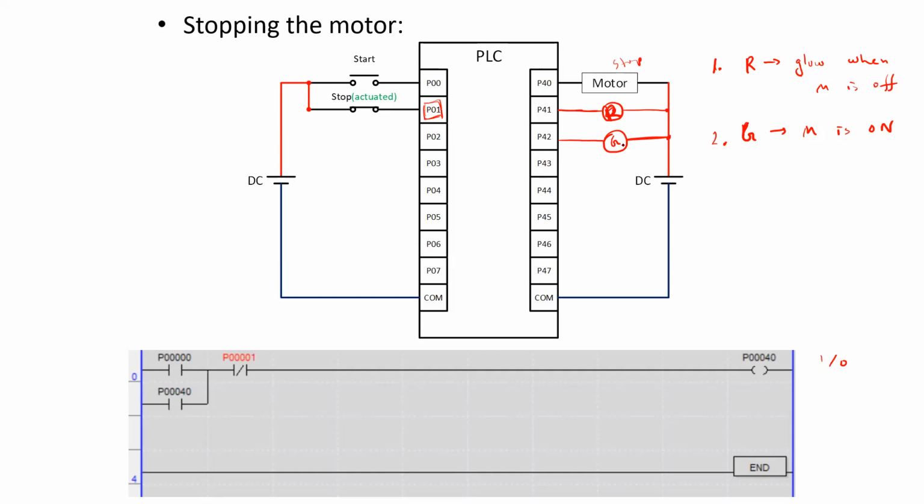So how can we implement these two additional operations in this ladder diagram? By implementing a NOT operation between the motor and the red LED, and implementing an AND operation between the motor and the green LED.